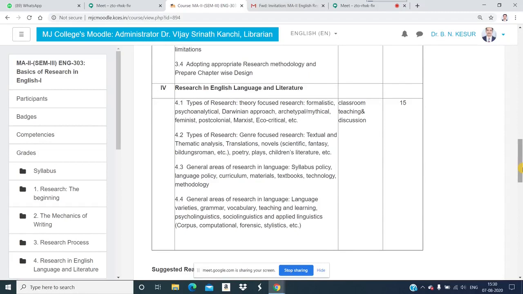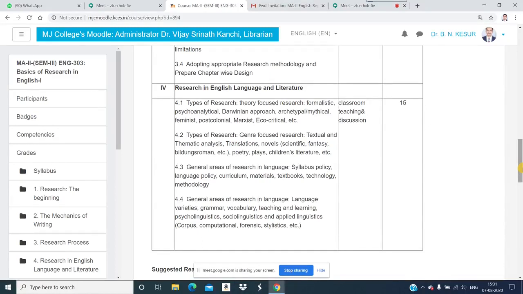Then poetry, so you may select a poet or you may select poems of different poets, having some similarities or differences or whatever you wish to select. Then plays. I mean to say that whatever comes under the head literature, like novels, poetry, prose, plays, children's literature can be considered for research. So that is genre focused research.